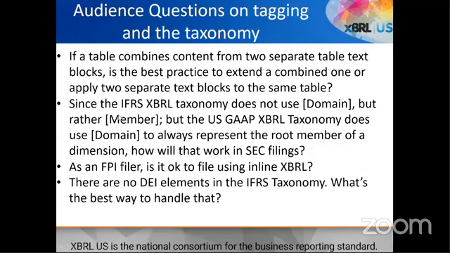If a table combines content from 2 separate table text blocks, is the best practice to extend a combined one or apply 2 separate text blocks to the same table? Well, that's not a question specific to IFRS, so I'm allowed to do some Washington DC jujitsu on it and question the premise of the question or something like that.